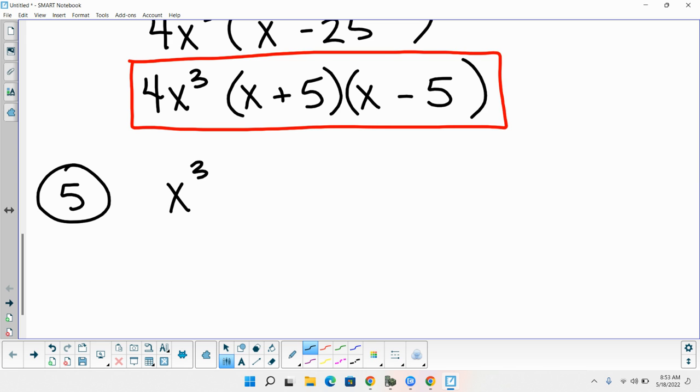All right. Number 5 is a polynomial equation that we're supposed to solve. Does it say solve by factoring? Yeah. That's what I thought.